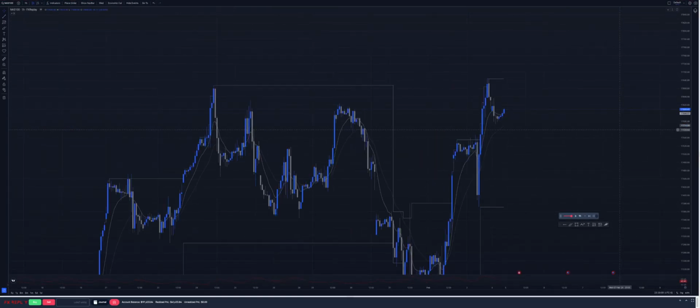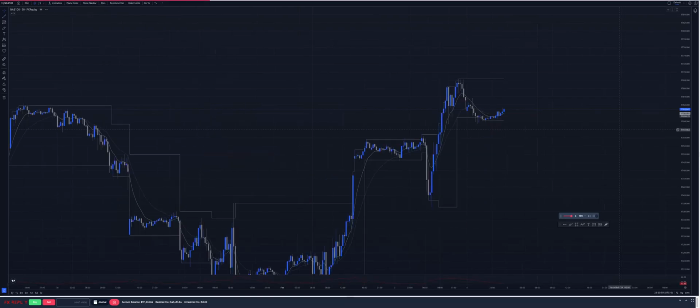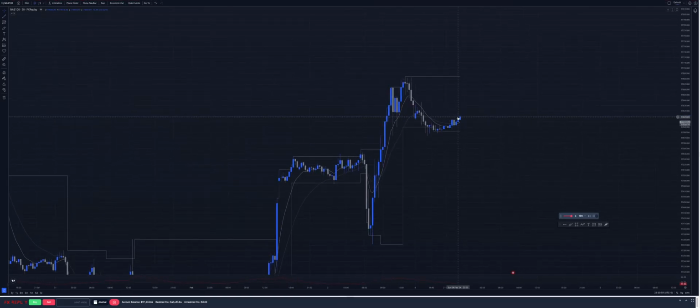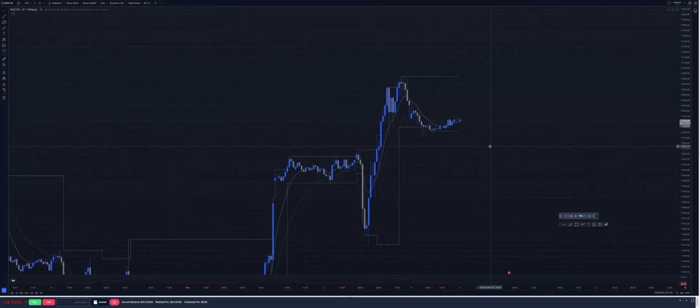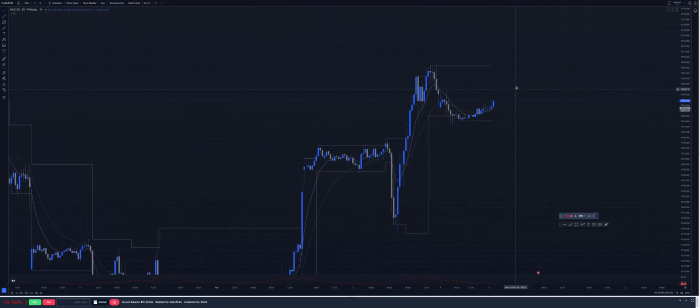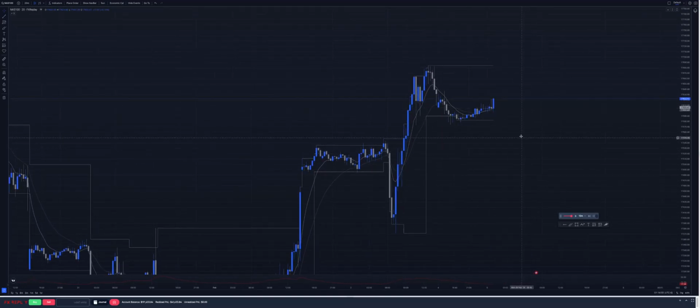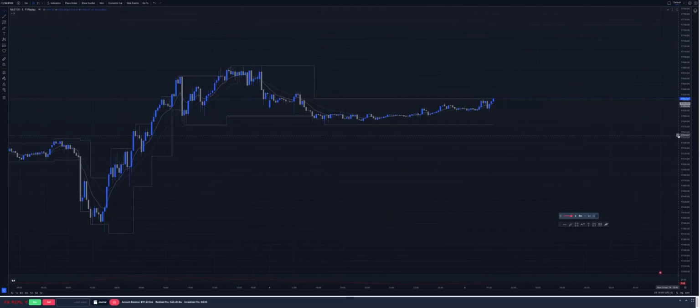Hourly is looking good. On the 20, nothing clean yet. I'm going to wait for stage 1 to build up. I want to see some buying pressure of some sort. This is not the best. I'm going to give it time. There we go. This is exactly what I wanted to see. 5-minute. This is our entry.